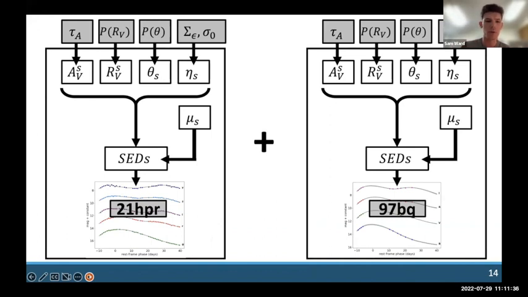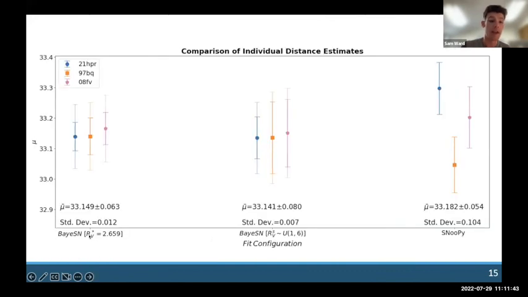So the most obvious question we can ask initially is, okay, do these 3 individual distance estimates agree with one another? And the answer is yes, if we assume a value for R_V, or if we allow R_V to be a free parameter. In both cases, the distance estimates are consistent with one another, and the sample standard deviation is very small, actually much smaller than the total intrinsic scatter in the Hubble diagram. We also fit with SNooPy. These distance estimates are also consistent, though the sample standard deviation is a little bit larger.